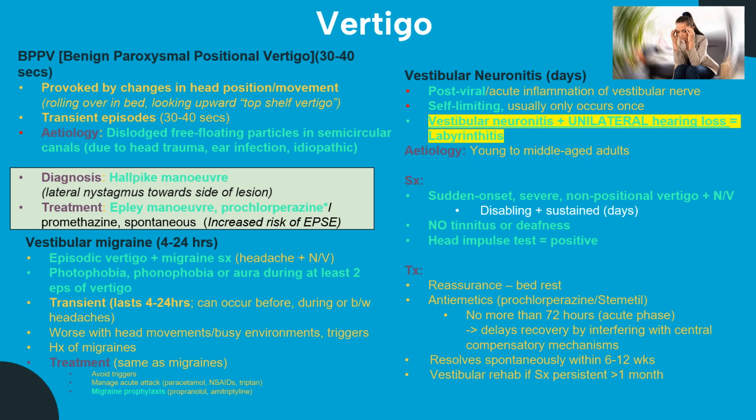So, in terms of your treatment, reassurance that, as I mentioned, it's self-limiting and it normally only happens once. And they might be like, that's not helpful. I'm in so much pain. It's so terrible. And then you can say, well, there's some medicines we can give, like Stemetil, but you can only have them for 72 hours in your acute phase to tide you over. And that's because after that 72 hours, it can actually delay recovery. Explain to them, reassure them, it normally resolves spontaneously. But if it's longer term, then we can do a referral for vestibular rehab.